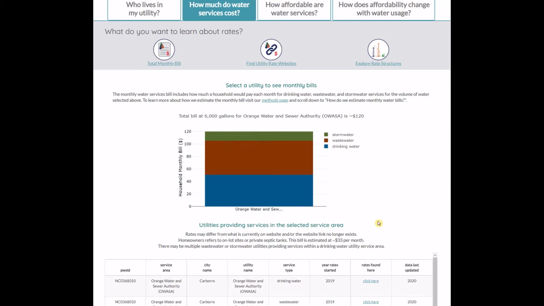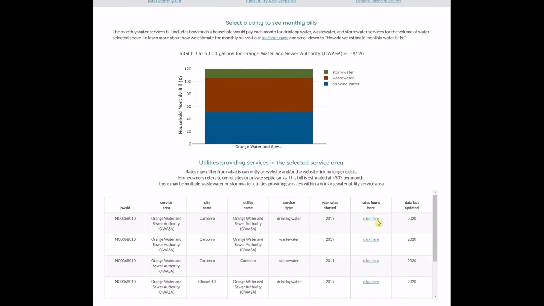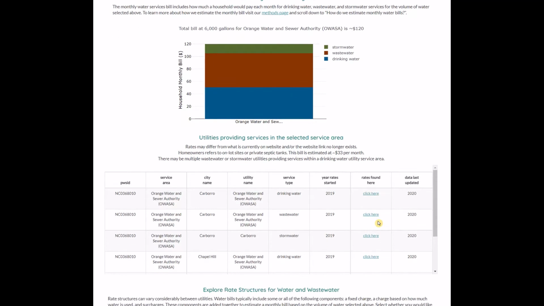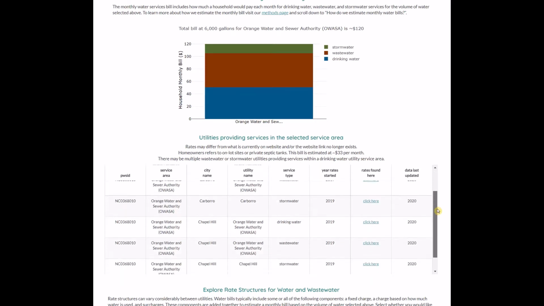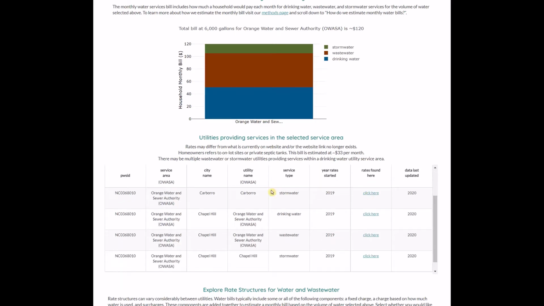Below that chart, a table provides information about the service area, city served, utility name, type of service, year rates started, a link to the website where rates were found, and when the data were entered. In this example, we see that the same utility provided drinking water and wastewater services to Chapel Hill and Carrboro, while each city provided their own stormwater services.